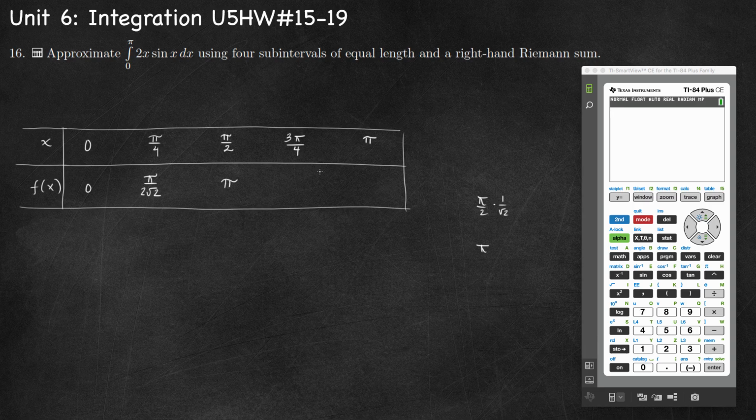At 3 pi over 4, I have 2 times 3 pi over 4, which is 3 pi over 2, times the sine of 3 pi over 4. 3 pi over 4 is in quadrant 2, so it's positive. It's 1 over root 2. So this is 3 pi over 2 root 2. And 2 times pi times the sine of pi is just 0. So I have my table values.